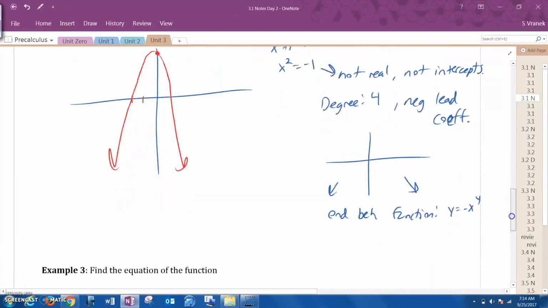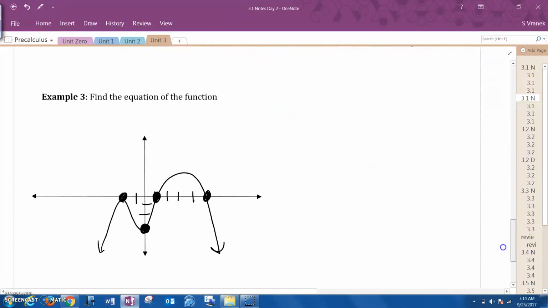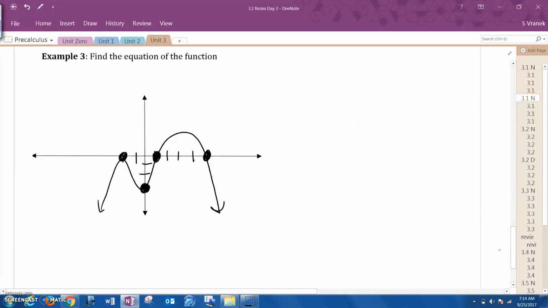Now we're going to go backwards. Find the equation of the function. So a few things I know. I have the point -2, 0, and that it bounces. I have the point 1, 0, and it crosses. And I have the point 5, 0, and it crosses. I also have the y-intercept of 0, -3. I'll use that to find my a value. We know that the degree then is 4, because this is a double degree, and then 1, 1, so there's 4. And then we know a is negative.